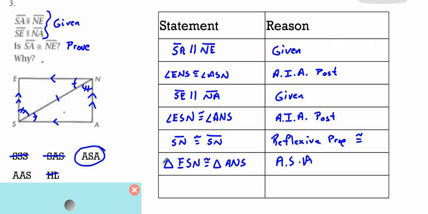This isn't the last step, though. That's not what we're trying to prove. Here we are trying to prove that SA is congruent to NE. SA and NE are corresponding parts in congruent triangles, which makes them congruent. CPCTC. Once we have established that we've got congruent triangles with angle, side, angle, we can then say that the corresponding parts are congruent, which is what we're trying to prove.